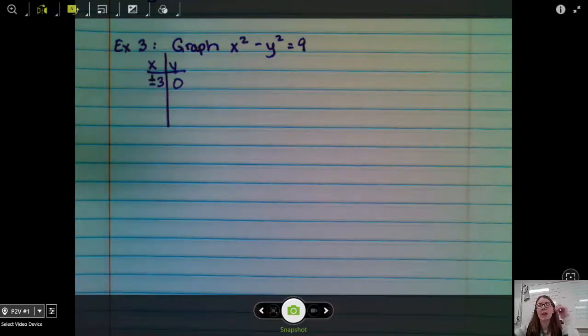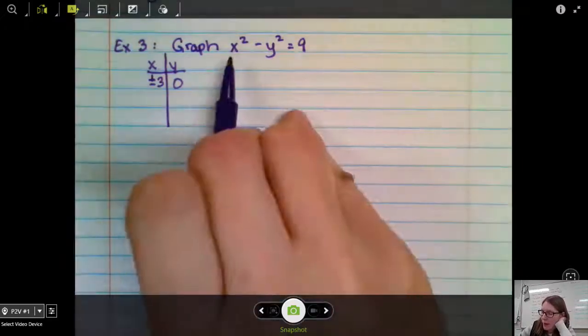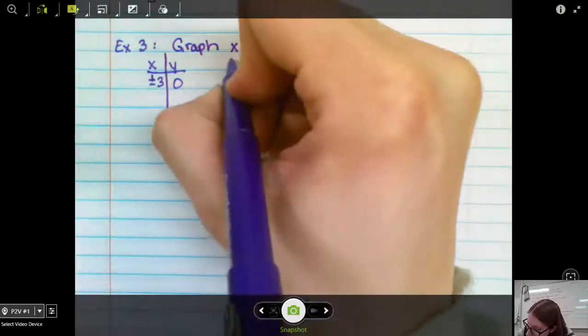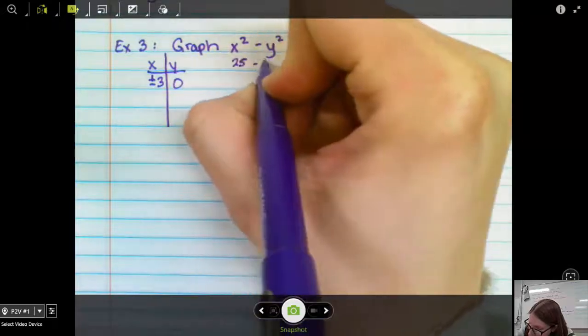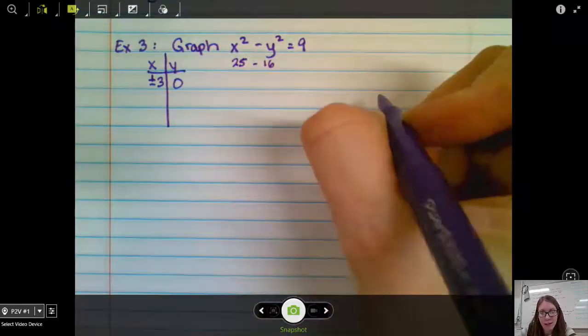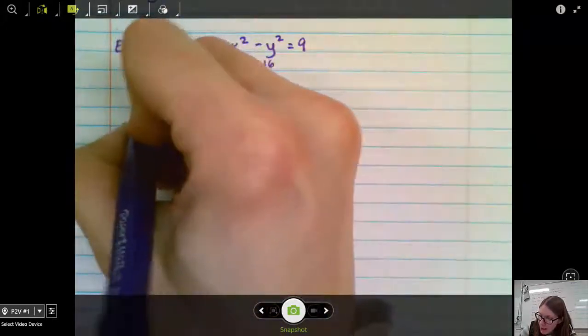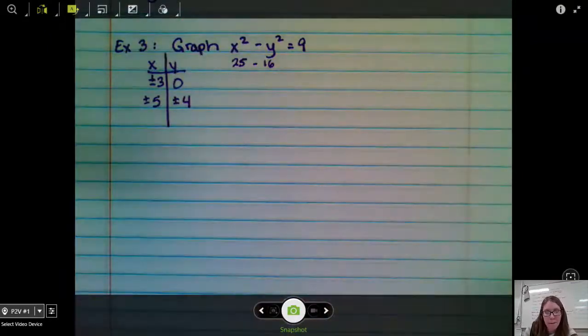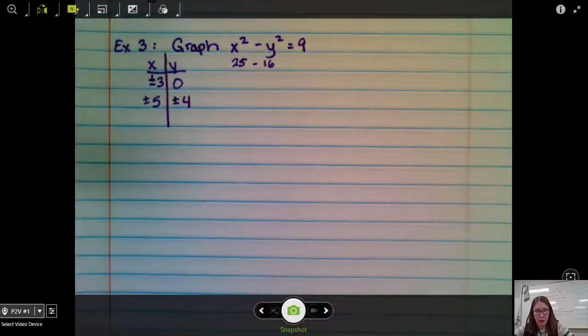Okay, let's see. Is there another way that we could subtract these two pieces together and get 9? Well, let's see. I know 9 plus 16 is 25. So going the other way, 25 minus 16 would give us 9. And that happens if x is positive or negative 5, and if y is positive or negative 4. This is going to give us a lot of points that we can then graph and see what we end up with.